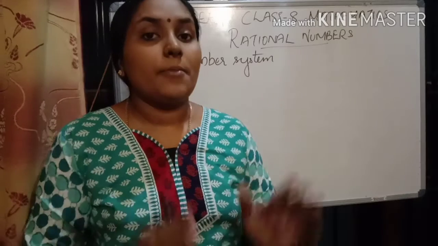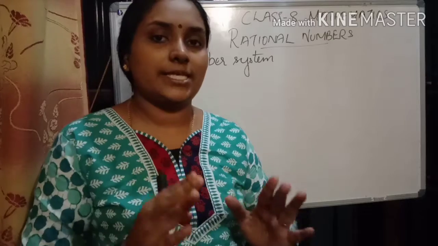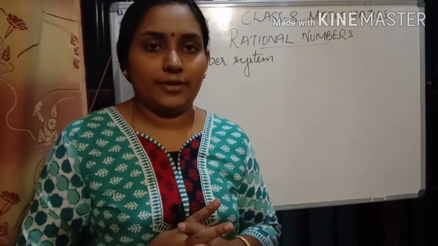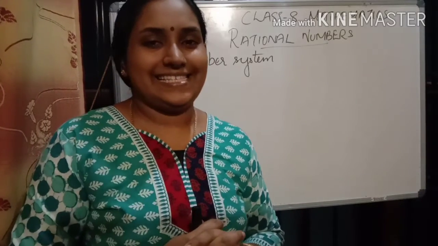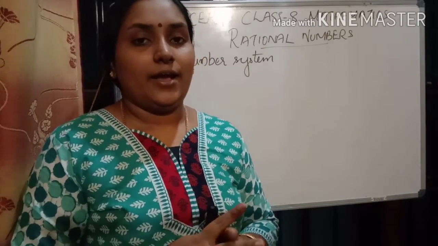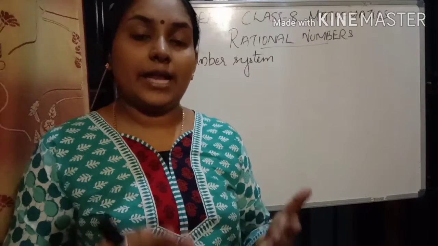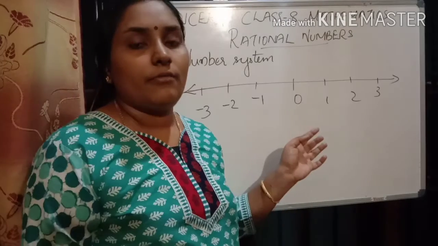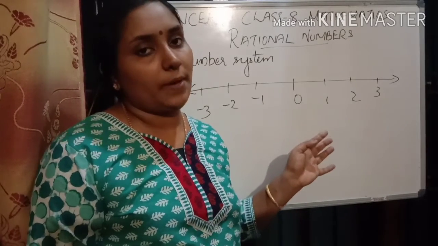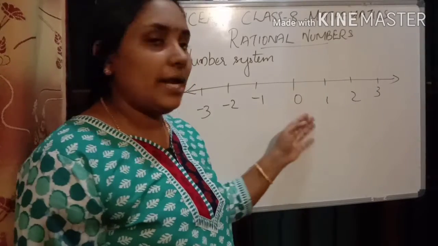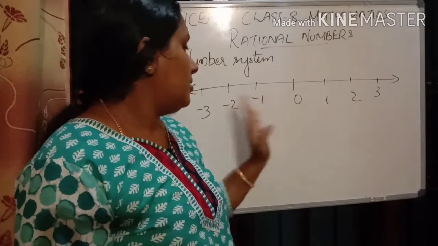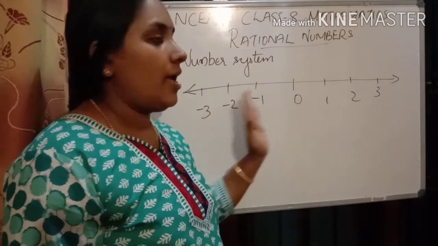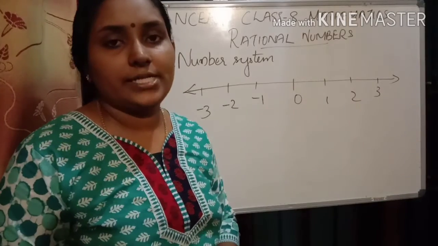We are using measuring tape, rulers, etc. in our daily life. On that, you can see the number system. We are using rulers for measuring purposes, right? See the number line here. Negative numbers are there and the positive numbers, right?